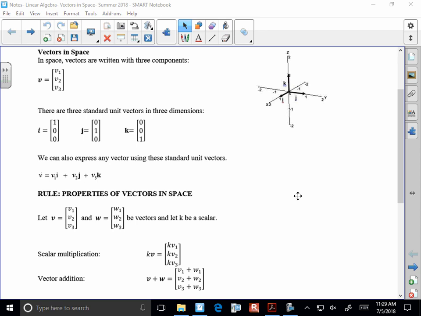So anyway, vectors in space are written with three components: v1, v2, v3, or a, b, c, whatever. Just three components, not necessarily numerical, but they represent something numerical, so they're constant values. The standard unit vectors in three dimensions are 1, 0, 0; 0, 1, 0; and 0, 0, 1. We focused on 2 dimensions, so the i and j in 2 dimensions were 1, 0 and 0, 1, and that's where we came up with our standard identity matrix in 2 dimensions, which is 1, 0, 0, 1. It was based off of these 2 components.